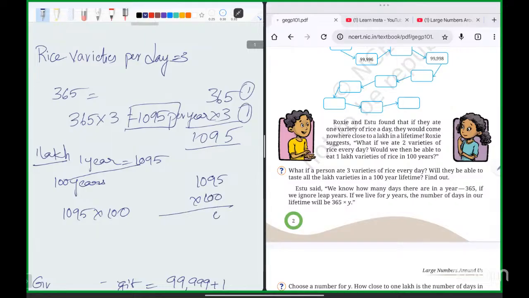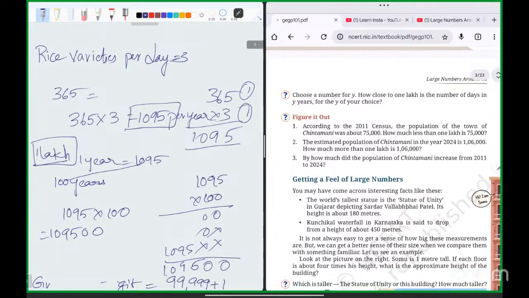If you go with normal multiplication, 0, 0, and 1095: 0, 0, 5, 9, 1, 0. So the answer will be 1,09,500. So this is the answer. Have we reached the target of 1 lakh? Yes, we have reached the target of 1 lakh. We are approximately 9,500 rice varieties greater than our target of 1 lakh. So the statement given in this question is true. So let us move to the figure it out questions next, which are on the next page.